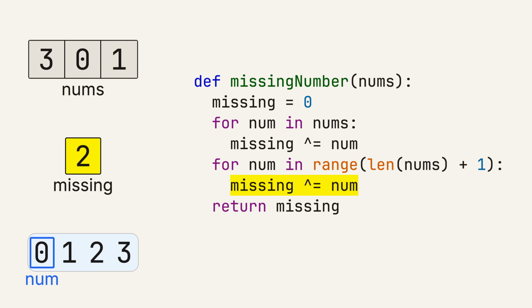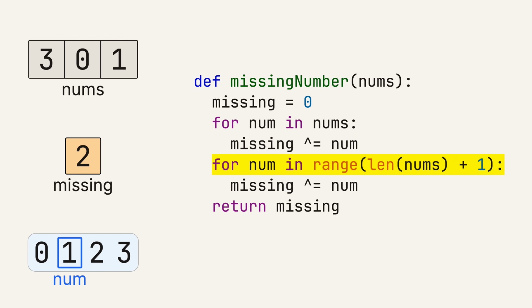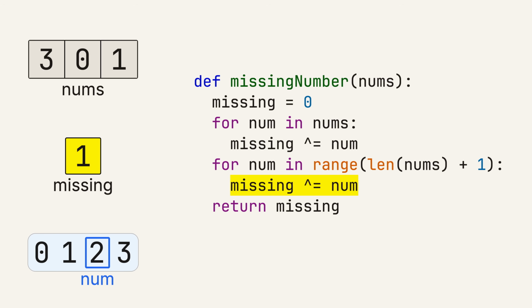2 XOR 0 is 2, 2 XOR 1 is 3, 3 XOR 2 is 1, and finally, 1 XOR 3 is 2. Now that the missing number has the correct final value, we can just return it and we're done.